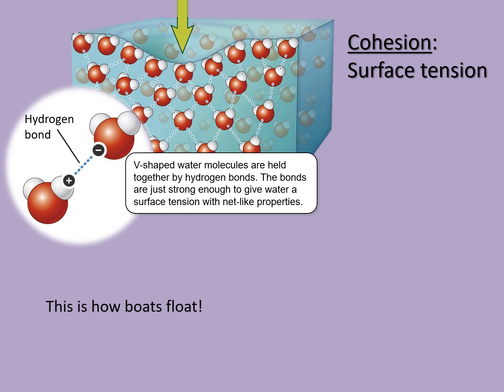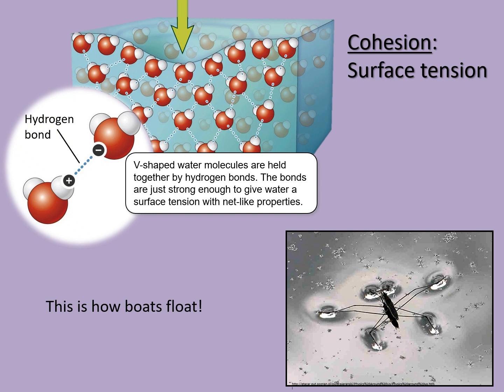Cohesion is the surface tension of water. You may have done experiments where you set a needle on a slightly overflowed glass of water, and it doesn't overflow the cup if you're careful because of the cohesion, the surface tension. That comes from hydrogen bonds, which hold the V-shaped water molecules together. They're just strong enough to give the water a surface tension that acts similarly to a net. And this is how boats float. Or you see the water bugs, those water gliders that go across the surface of the water.